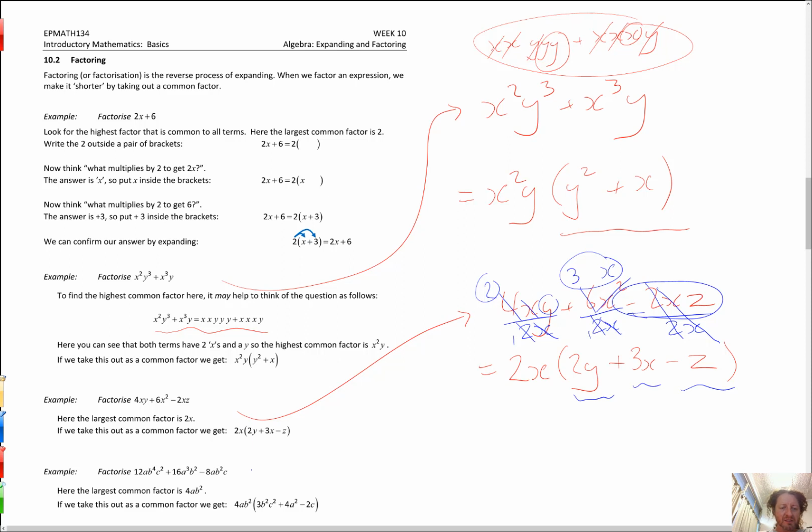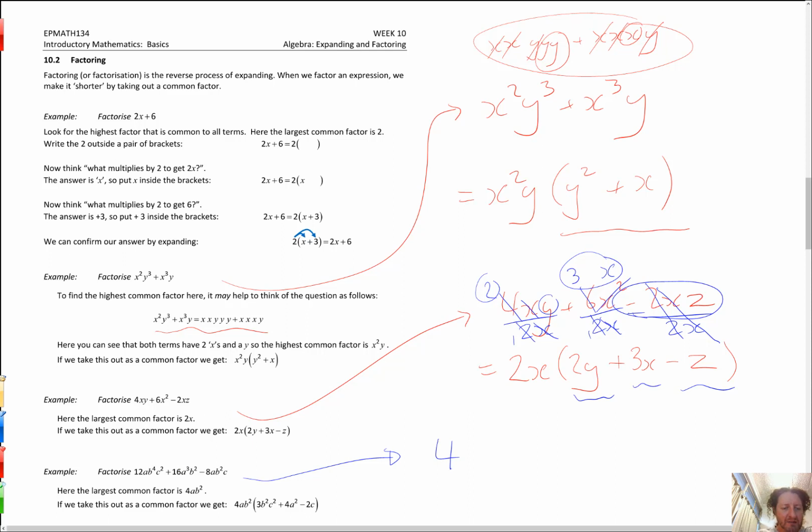Now we've got one that's pretty large. We've got a 12ab^4c^2, 16a^3b^2, and 8. Okay, we've got a few things, but let's look at each thing individually. Between a 12, a 16 and an 8, 8's a common factor for 16 and 8, but 8's not a factor of 12. 8 times a whole number doesn't give 12. But I can see that 4 3's are 12, 4 4's are 16, 4 2's are 8. 4 is the largest number that's a common factor for 12, 16 and 8.